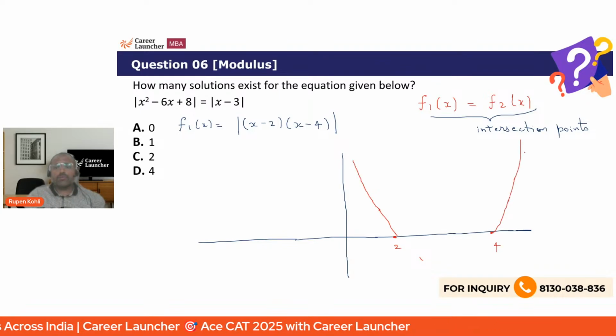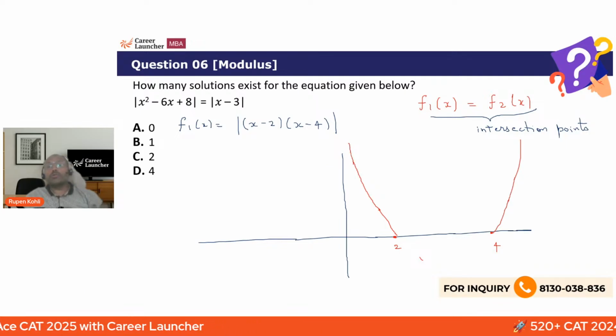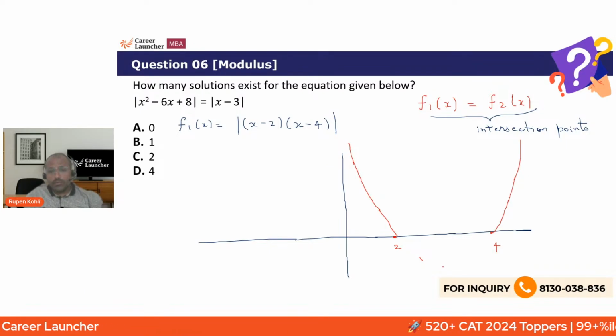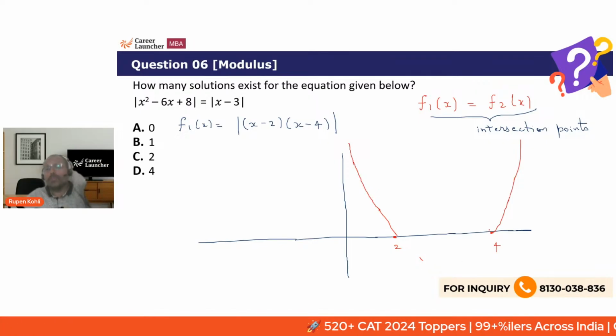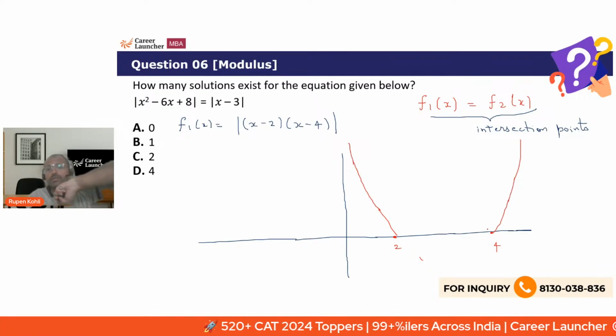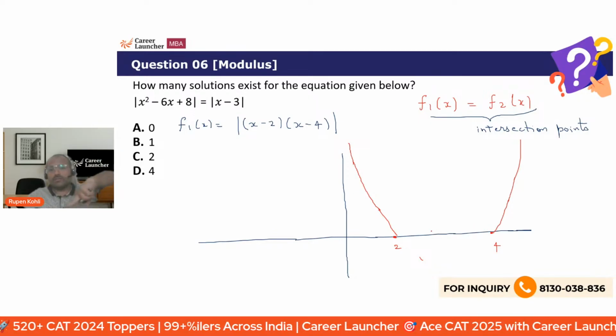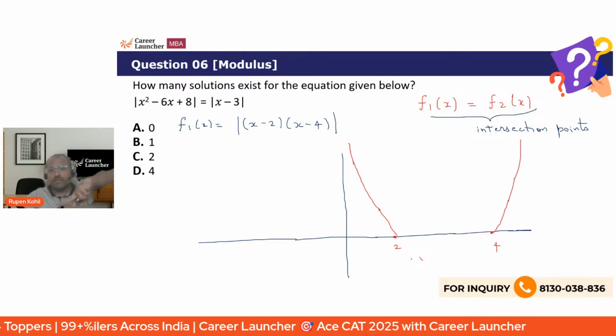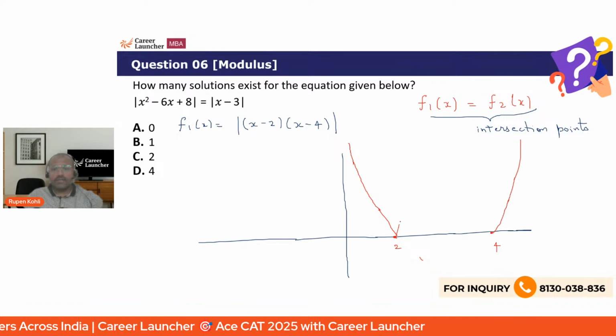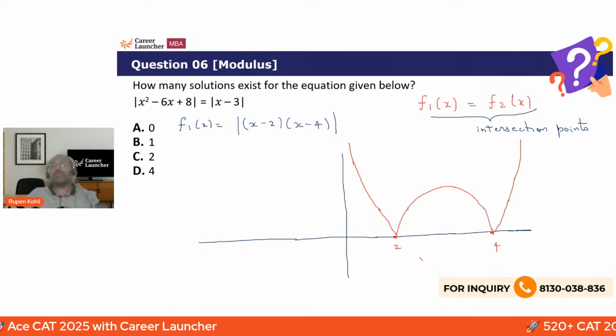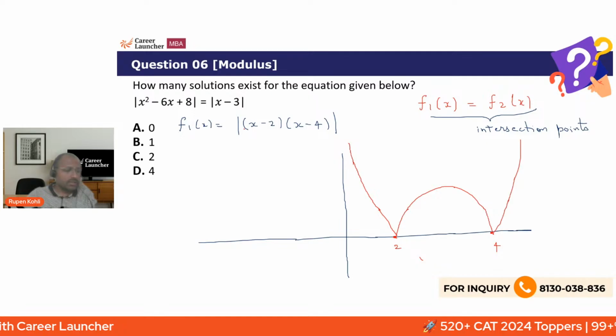Now the role of the modulus is whatever is negative to make it positive. So this downward portion would actually come up. There will be a vertical reflection, right, of this portion. It will get erased, and it will be replaced by a portion which is positive. So that's the role of the modulus. That is what it is going to do.